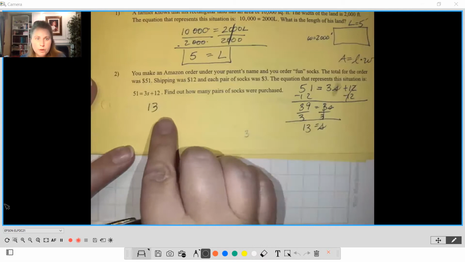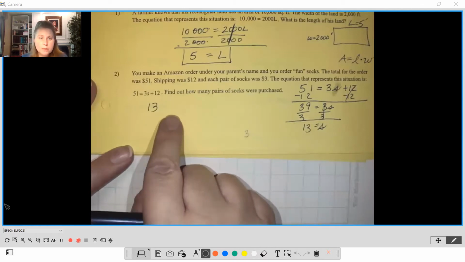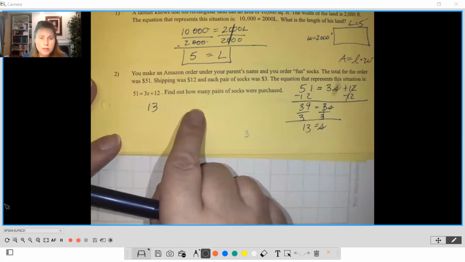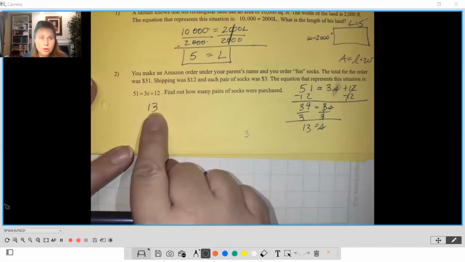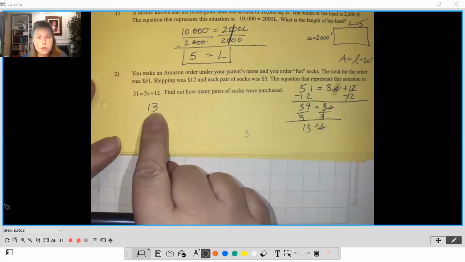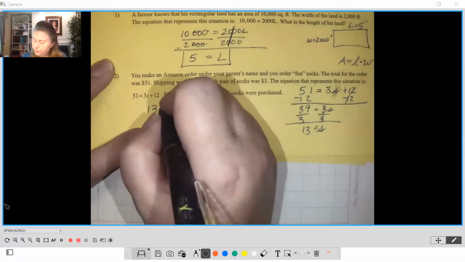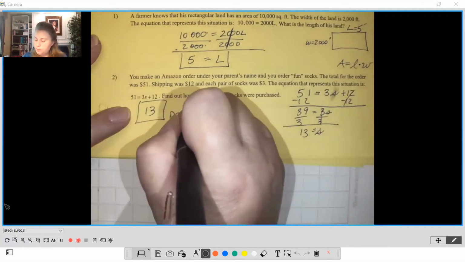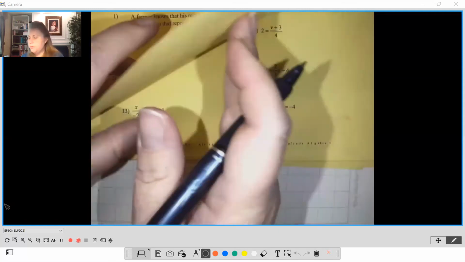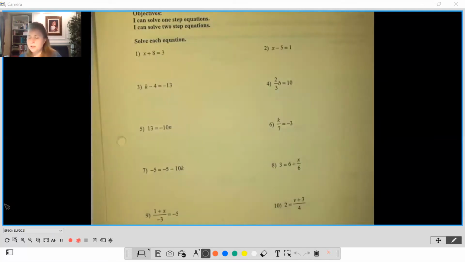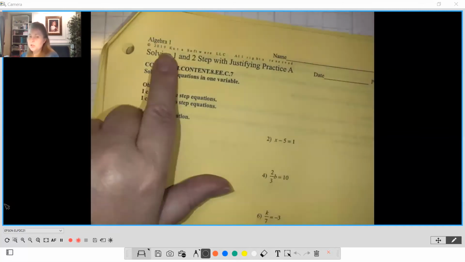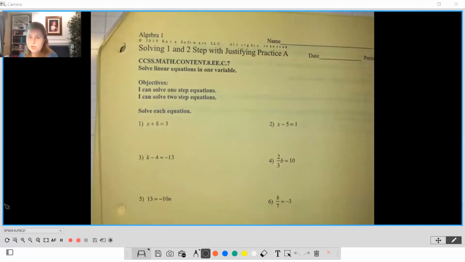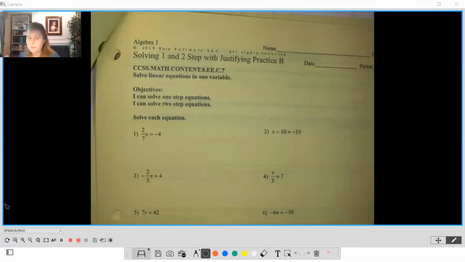On Canvas, when we're working, normally I'm really specific about putting in the units, but in Canvas, you can just write in the number, the numerical value, okay? Because it's not really great at recognizing words and written things. So 13 is our answer. Okay, pairs of socks.